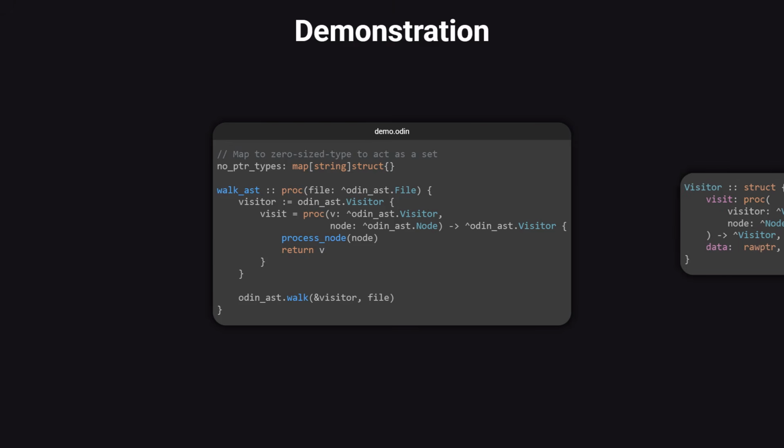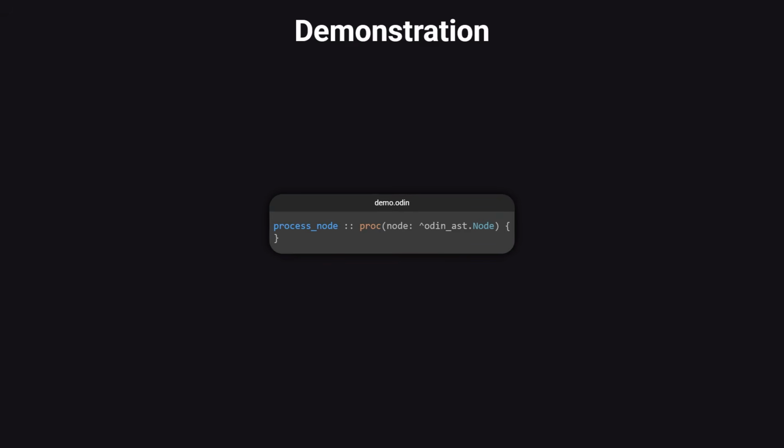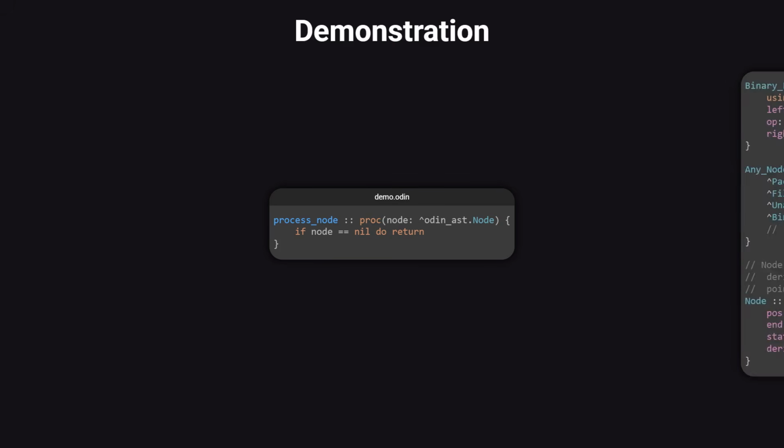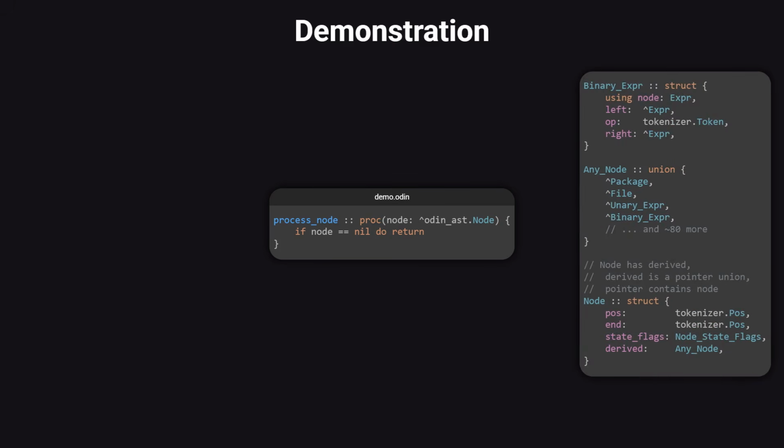So, what happens inside process_node? First, we need a nil check. There are cases where the walker will pass a nil node here, and we need to immediately ignore those. Next, and most importantly, we need to figure out what type of node we're actually working with. The structure of the nodes is a bit confusing, and it's somewhat recursive since nodes point to themselves, but it's okay. There's a derive field that tells us exactly what type of node this is.